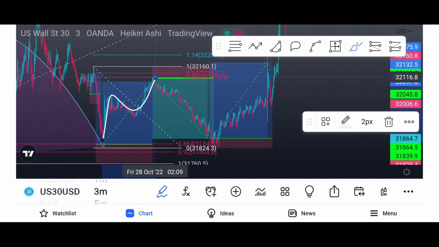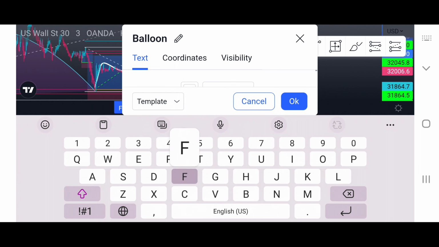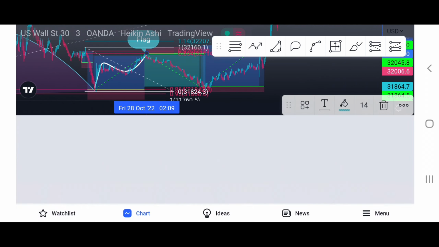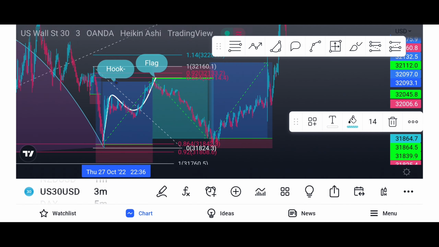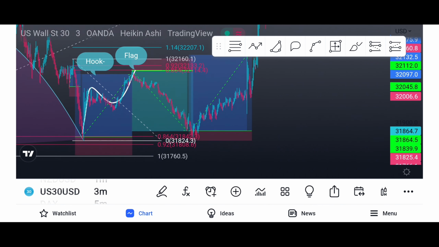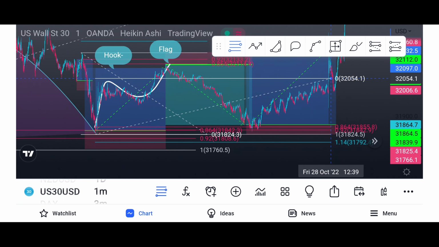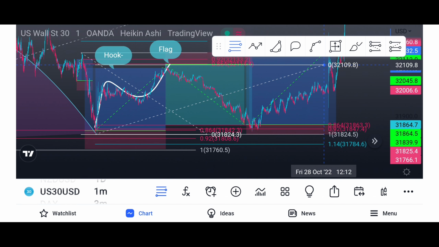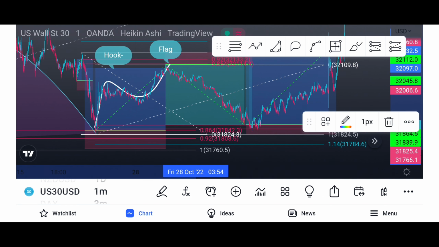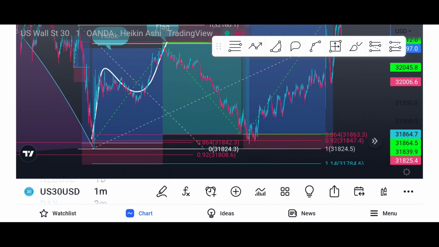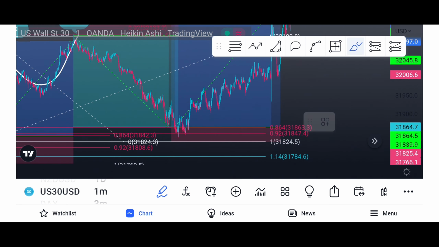Well, again here we have the flag at 86%, so let's go get it. And finally we come to the end of the story. Here we also form the second hook, and after two hooks we have a rally.